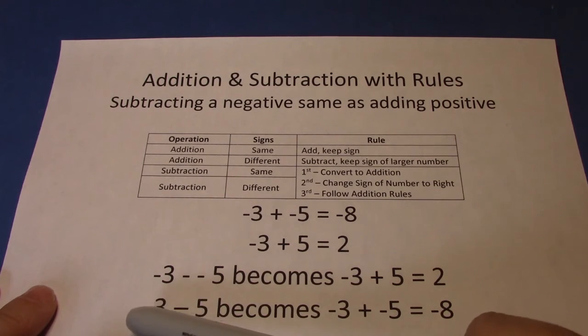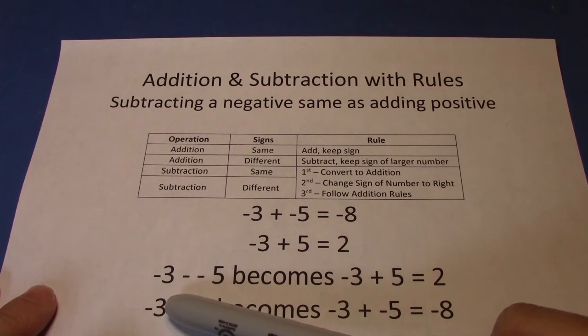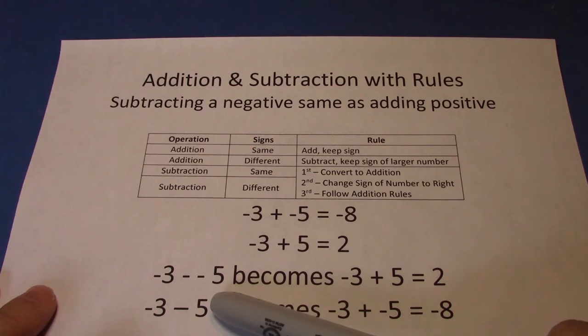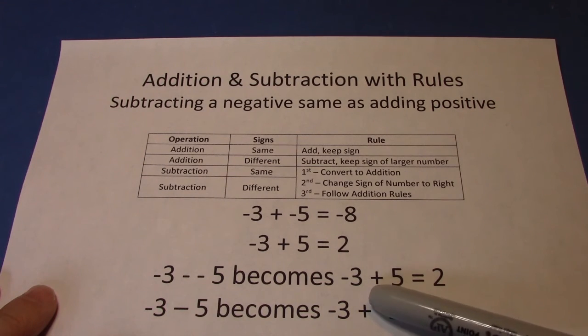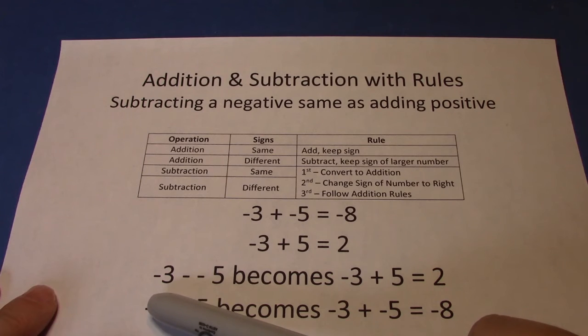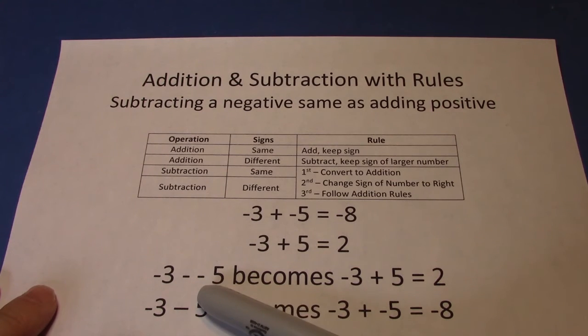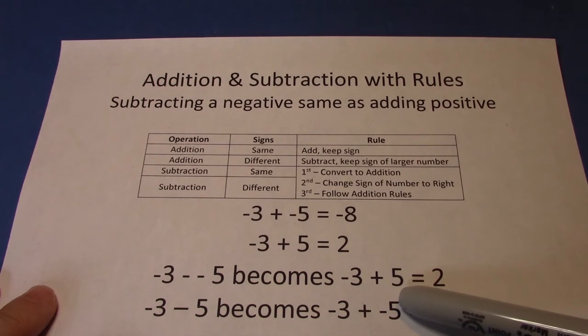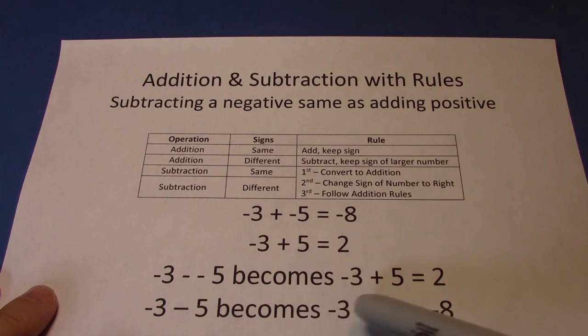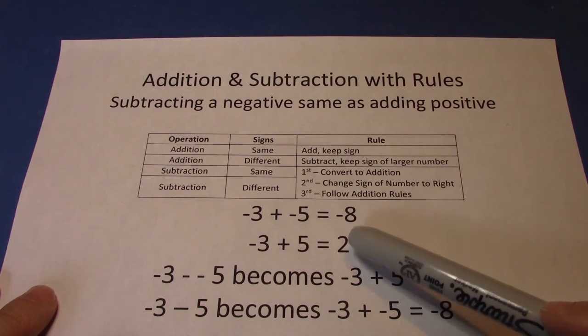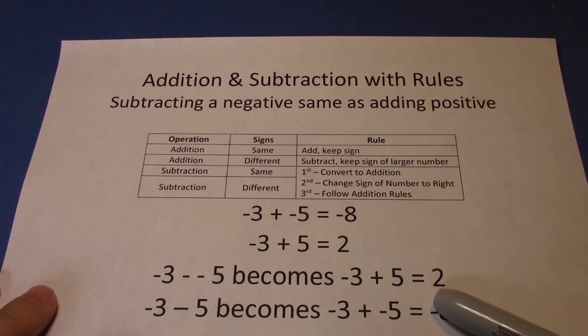Okay, so negative 3 minus negative 5. The first thing we do is change that subtraction to addition. The next thing we do is change the sign of the number on the right. So instead of this being a negative 5, it's now a positive 5. So negative 3 minus negative 5 becomes negative 3 plus 5. Notice that's the same as this example right here, and the answer is 2.